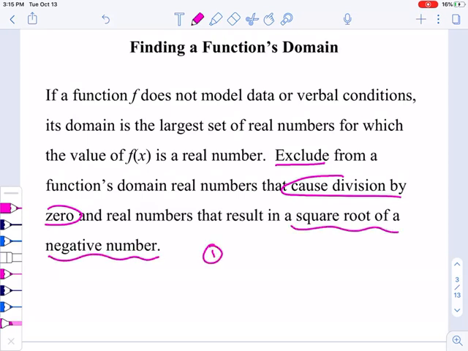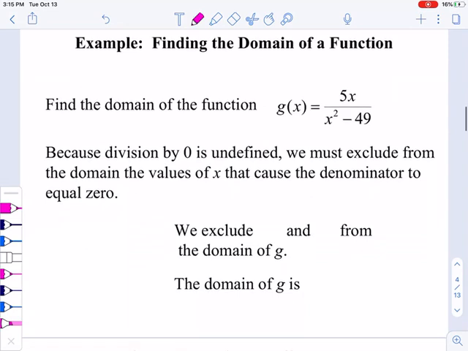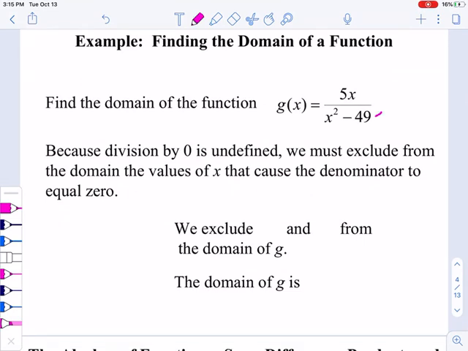So we have two limitations. One is division by 0, and the second we have is a square root of a negative number. Those are the two exclusions that we have from our domain. So if we look at this example, we need to make sure that whatever is in our denominator cannot be equal to 0.